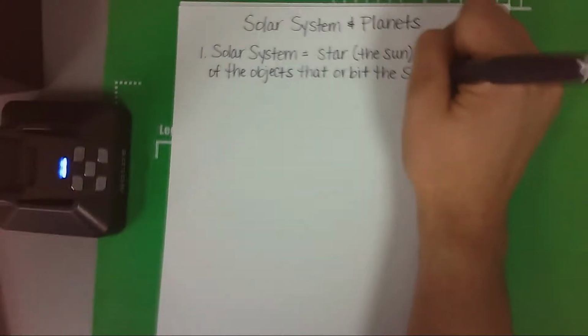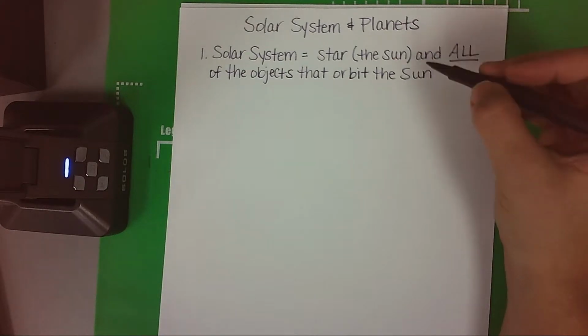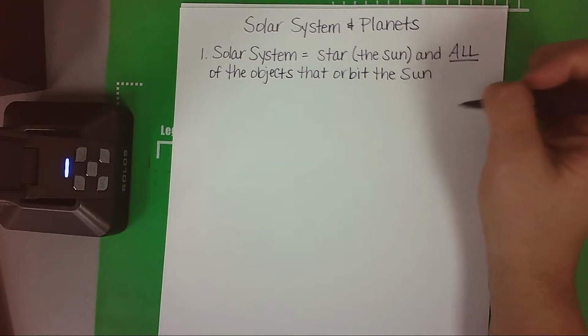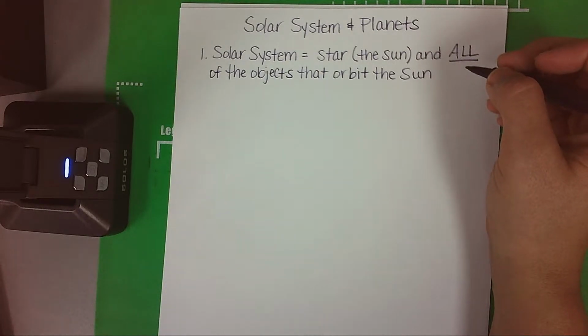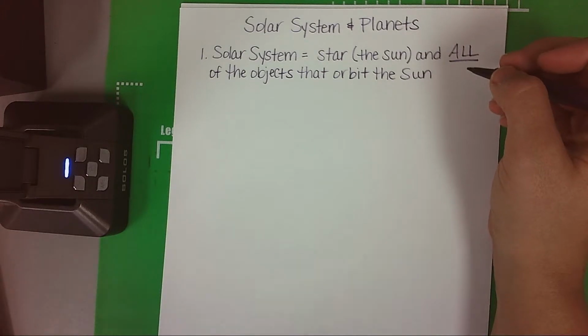So it's important to remember that a solar system is not just planets. A solar system must include a star. Our solar system has the star in the center, and so all the planets orbit the sun, but there's also other objects like asteroids and different moons that are all included in the solar system. So when you start thinking about the solar system, don't just think planets. Think anything that is in orbit around the sun is included in the solar system.